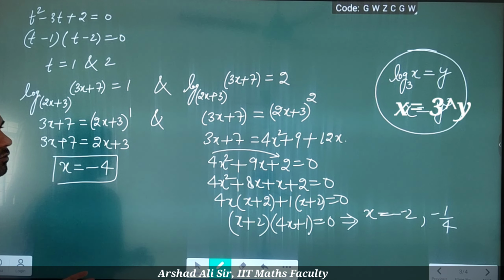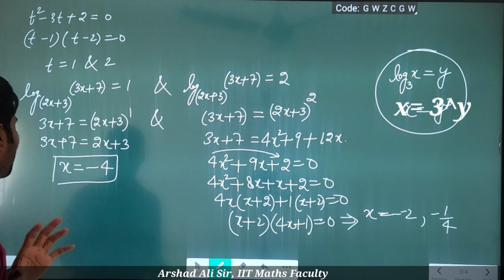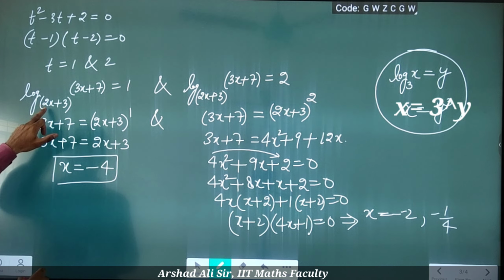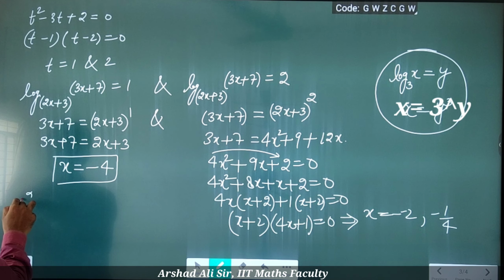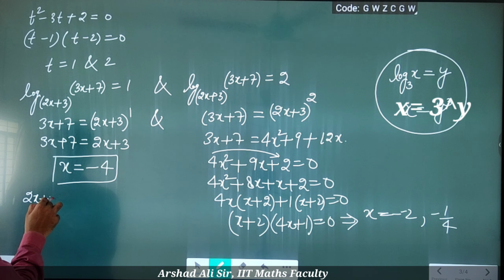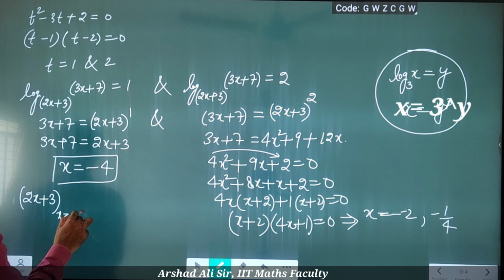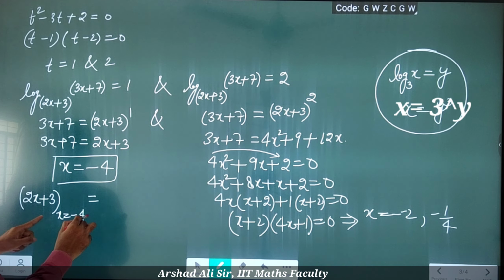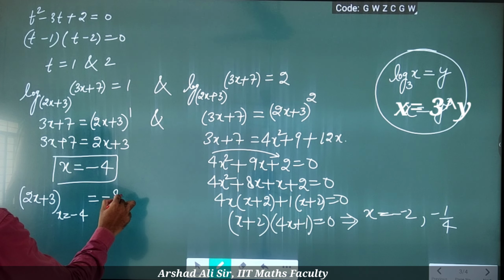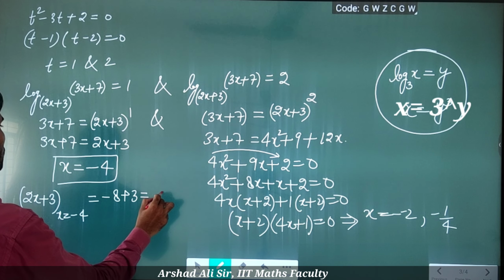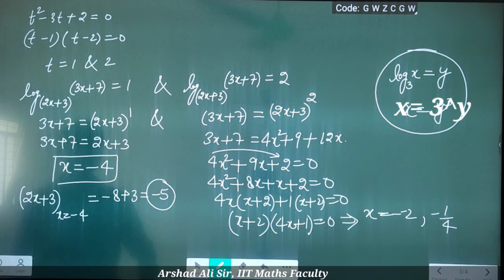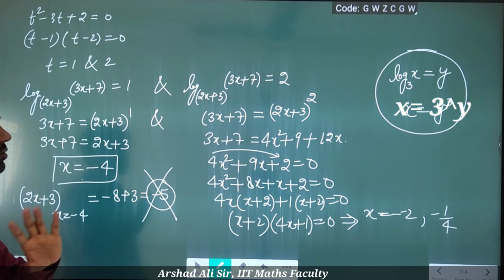Now we need to check which value is correct and which is not. Now here 2x plus 3 is the base. So find out the value of 2x plus 3 at x equal to minus 4. Put minus 4 here, it will be minus 8 plus 3, which is equal to minus 5. It means if we put x equal to minus 4, the base should be minus 5, but it is impossible. Okay, the base can't be negative, so minus 4 is not an answer.